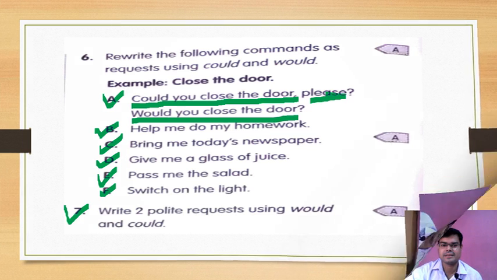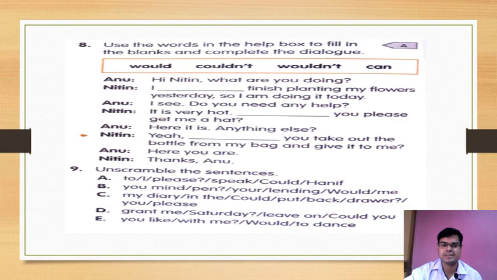So we'll check question set number 8. As you can see here, would, could, wouldn't and can, these options are given. By using these options we have to complete these incomplete dialogues. Anu: Hi Nitin, what are you doing? Nitin said, I dash finished planting my flowers yesterday, so I am doing it today. So yesterday Nitin had started planting his flowers, but he couldn't complete the planting of his flowering plants.